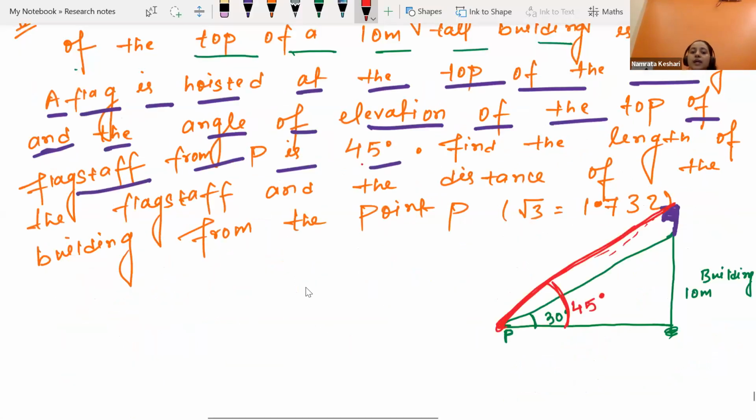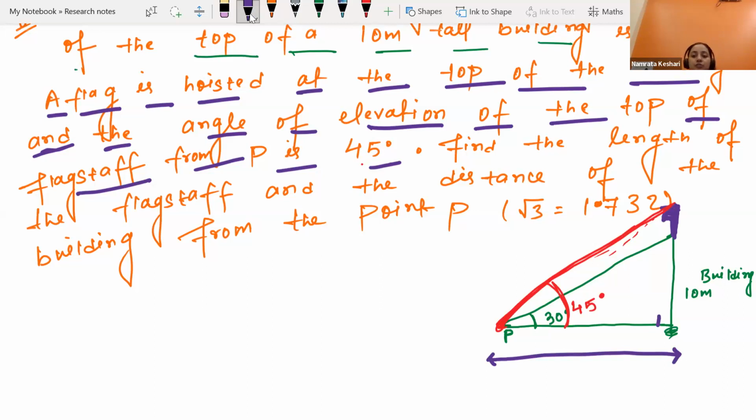Find the length of the flagstaff. So this purple color length we have to find. Now let's see what else we are having in hand. Find the length of the flagstaff and the distance of the building from point P. That means this distance also we have to find.